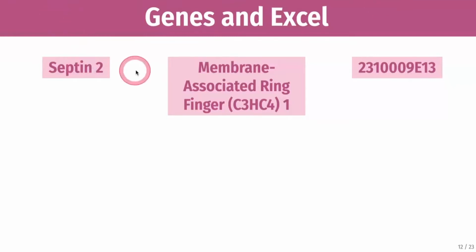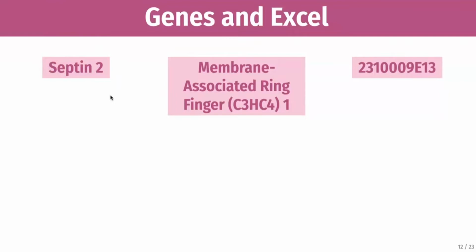For instance, septin2 or this membrane-associated ring finger thing, or this number here. That's not an actual number. That is just some genetic marker thing. So the fun thing here, you can probably guess just looking at some of these. If you put this in Excel and press enter, Excel tries to be really smart. So what do you think happens if you type septin2 into Excel? In the chat, go ahead and somebody guess what would happen if you typed septin2.